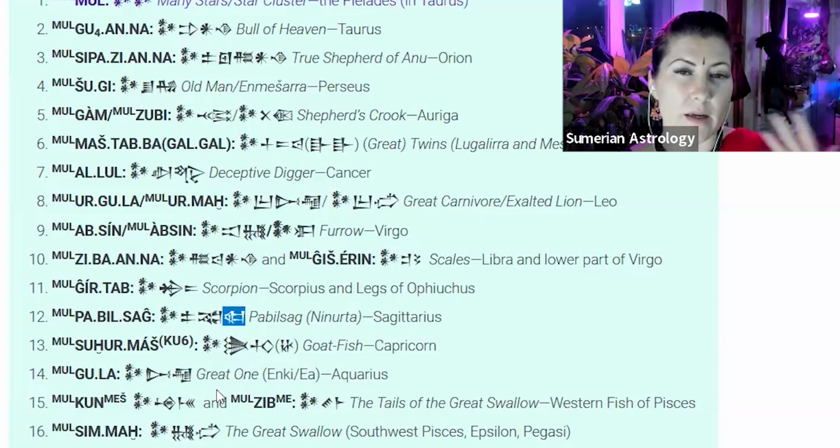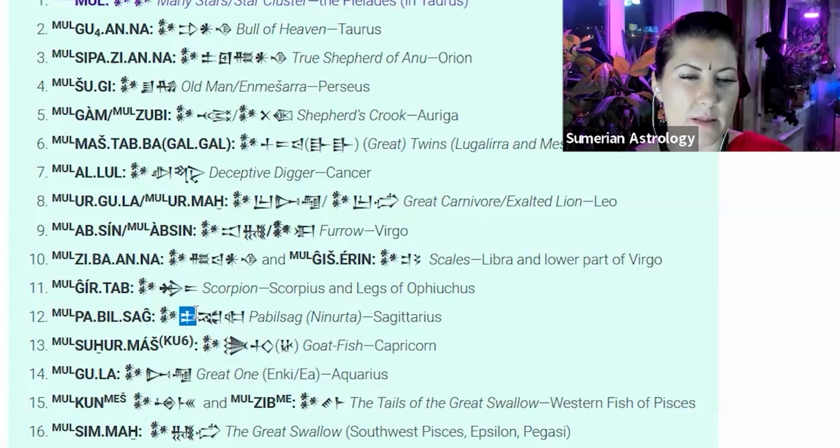It can mean the actual head of the body, as well as the crown, or it can mean the head of a group, as in the leader. Even with just the Pa sign instead of the Pap sign, we still get a connection to the natural world and the spiritual world. And Pabilsag is the head and leader of both in the constellation of Sagittarius.